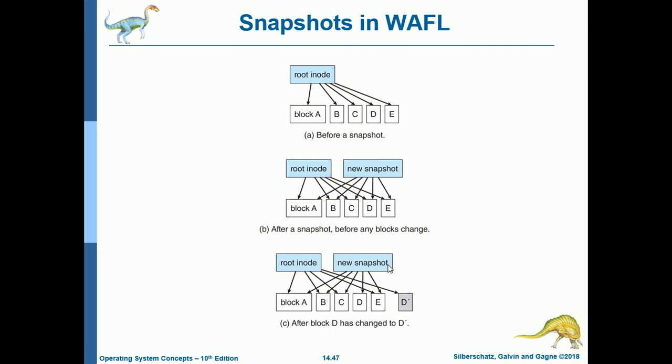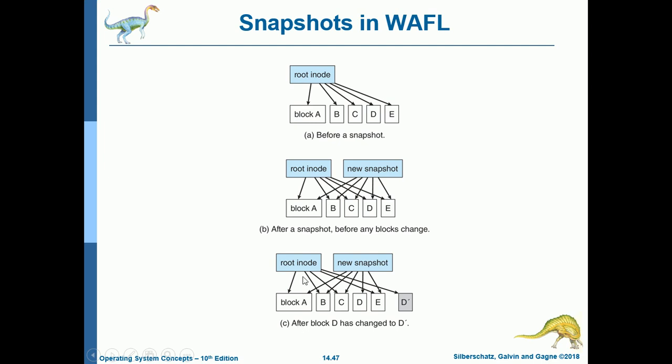So WAFL also does snapshots. So what is a snapshot? This is an illustration. Before a snapshot, your root inode has these pointers for blocks A up to E. And then in B, after a snapshot, before any blocks change, this snapshot saves the current state of WAFL. Okay? So it saves the root inode's pointers from block A to E. Okay, so what happens in C? There is a change in D.